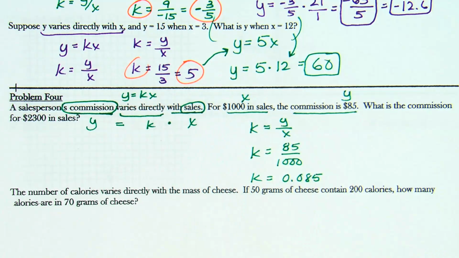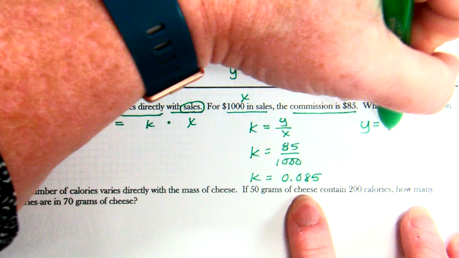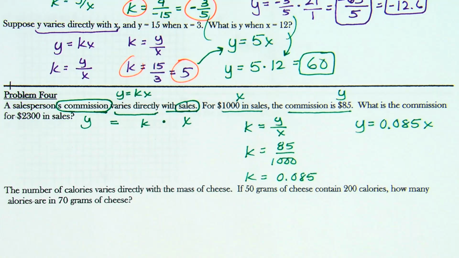So now, what is the equation I'm using to finish the rest of this problem? Y equals K times X. Okay. So if we say y equals k times x, but what is k? 0.085. So we're going to have y equals kx, which is y equals 0.085x. Okay, well, what is the question we're being asked? What is the commission? Which variable is commission? Y.